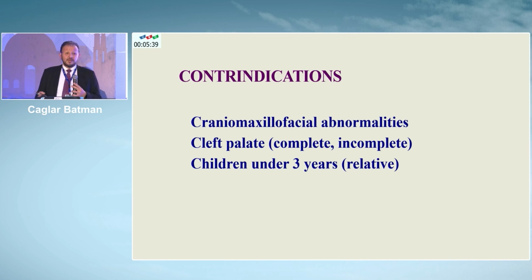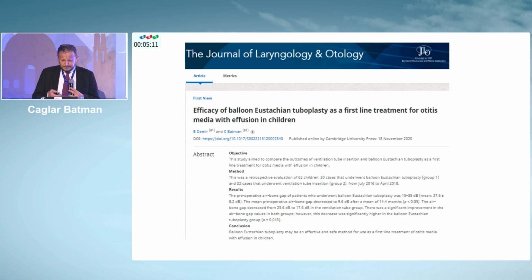So we have some contraindications, craniomaxillofacial anomalies. It's important because in most of them, Eustachian tube is very patent. Cleft palate, either complete or incomplete, and children under 3 years old. This is a relative contraindication because we need a good vision for Eustachian tuboplasty through the nose. I have 2 publications about that.